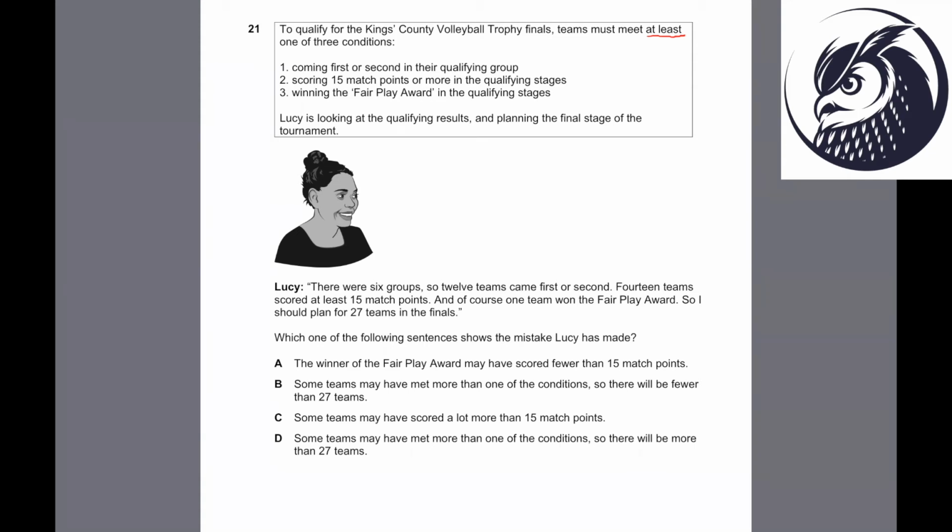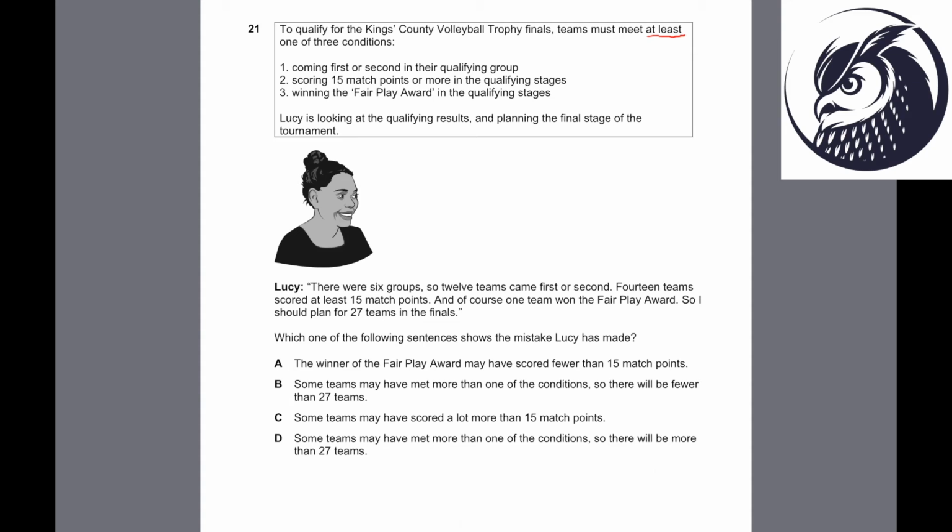Lucy is looking at the qualifying results and planning the final stage of the tournament. So Lucy says there were 6 groups, so 12 teams came first or second. That sounds correct so far because there's going to be 2 teams who come first or second in each group. So 6 lots of 2 is 12.